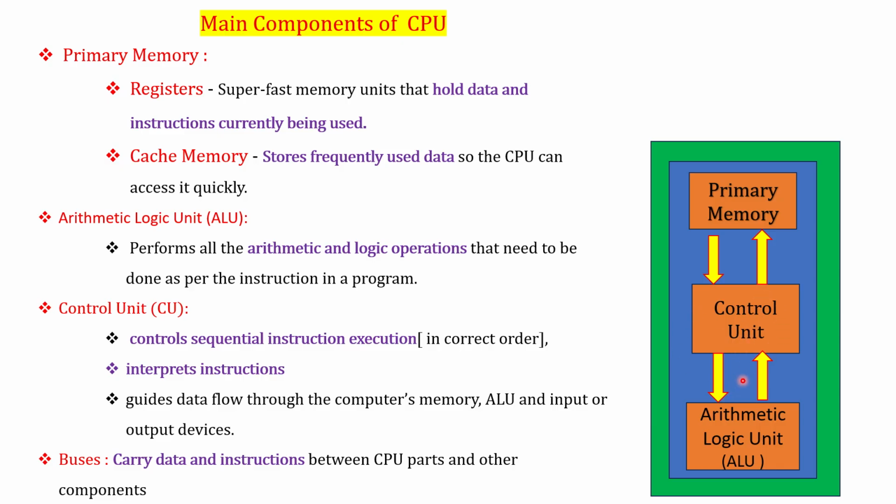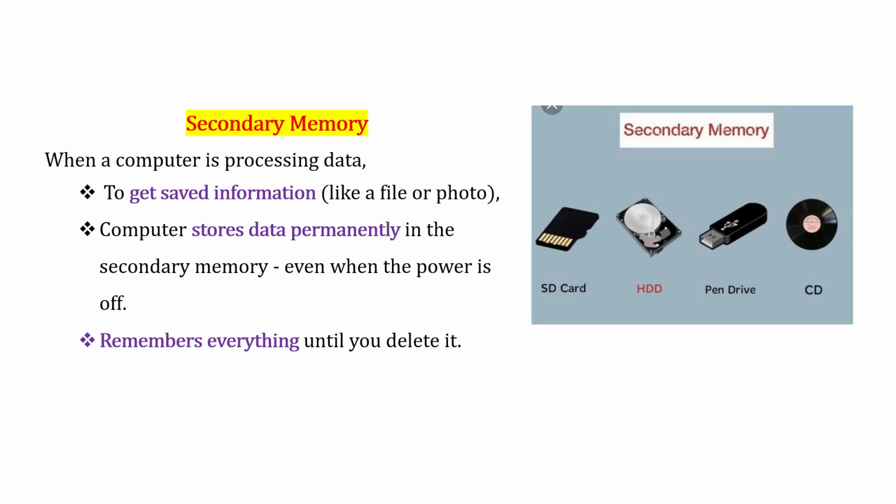And this yellow line is the bus. The buses are used to carry the instructions and the data between the CPU components and also other components like input devices, output devices, and the memory unit. So the buses are used to transfer the data and the instructions among the components of the computer. So these are the main components of the CPU.